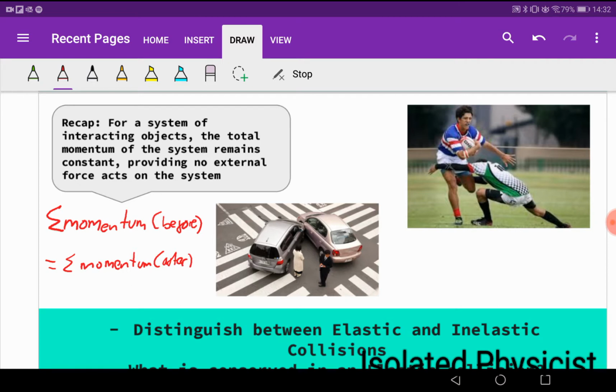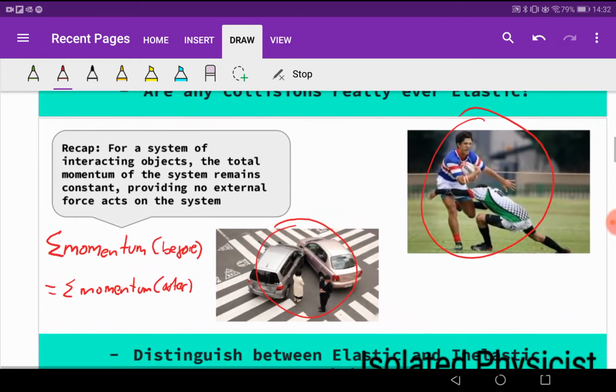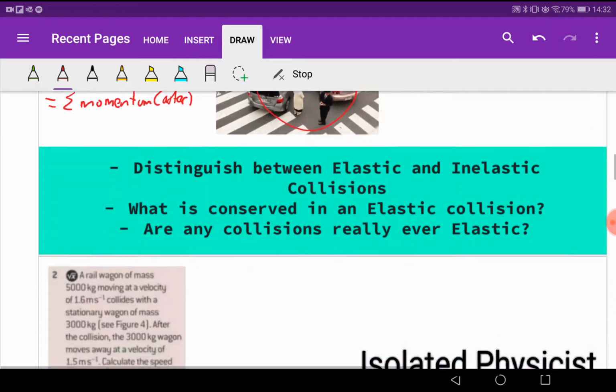Cool. I just put a couple of diagrams in here, a couple of cars that had a bit of an accident, just to remind us that things with a lot of momentum you don't want to get in the way of. And also these rugby players here, again for the same reason, things with a lot of momentum you don't want to get in the way of.